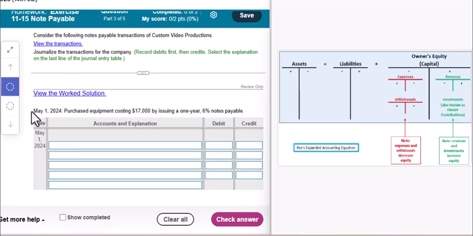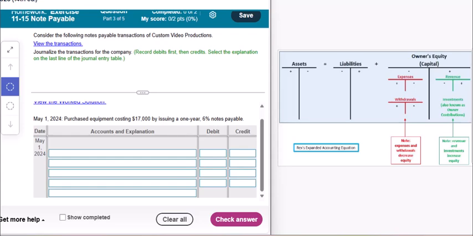Here with the first portion of the problem, on May 1st, 2024, we purchased equipment costing $17,000 by issuing a 1-year 6% notes payable. Out of this transaction, we are going to be getting equipment. And again, equipment is an asset, and since it is going up, it is going to be debited here for $17,000.